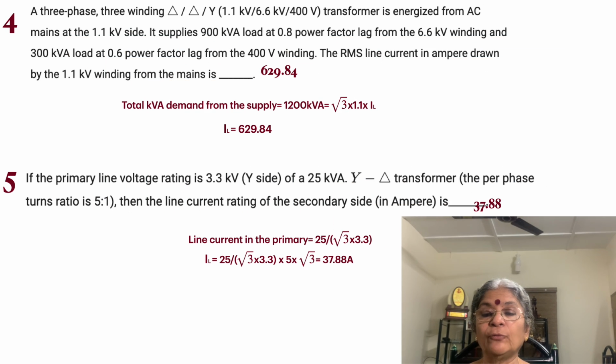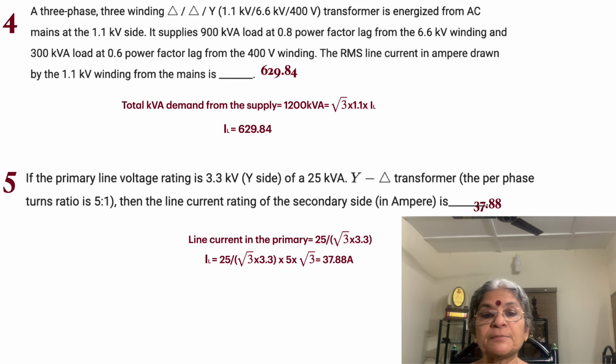Okay, now we can easily do the fifth one as well. If the primary line voltage rating is 3.3 kV on the delta Y side, then immediately 3.3 by root 3 should come to your mind as the phase voltage. You need not calculate anything, because in most problems you can simply strike off some of the quantities and arrive at the answer easily. The last minute kind of calculator usage is the best method. So the primary voltage is 3.3 kV, the rating is 25 kVA, and the configuration is star delta.